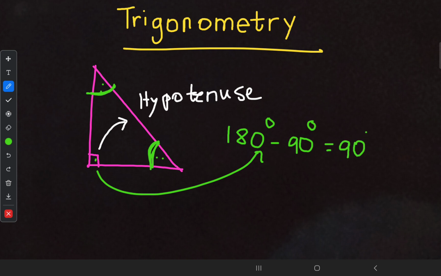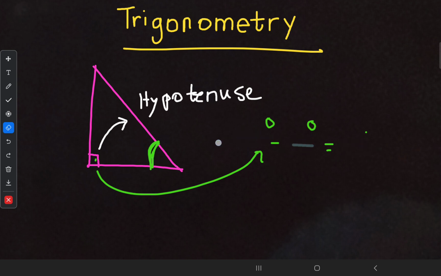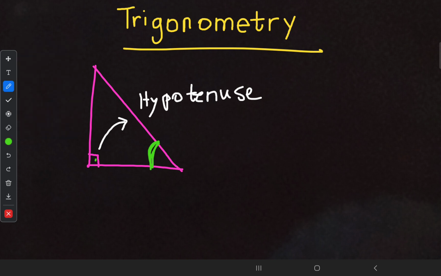We don't know exactly whether this is 45 and this is 45, but the sum of these two will give you 90. Sometimes it may be 70 and 20, 80 and 10, or 15 and 75. Likewise, those are some possible values. We don't know the exact case, but here we are not going to study the exact magnitude; with respect to an angle, we have to identify sides.